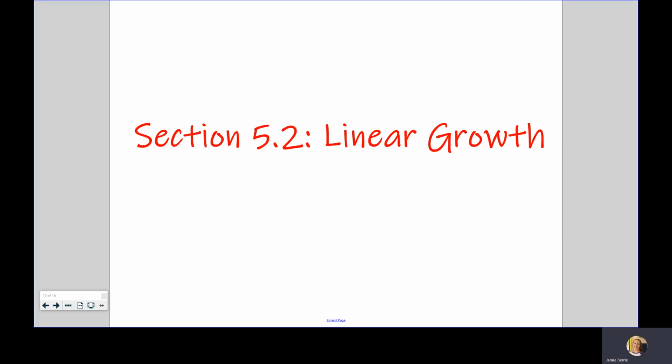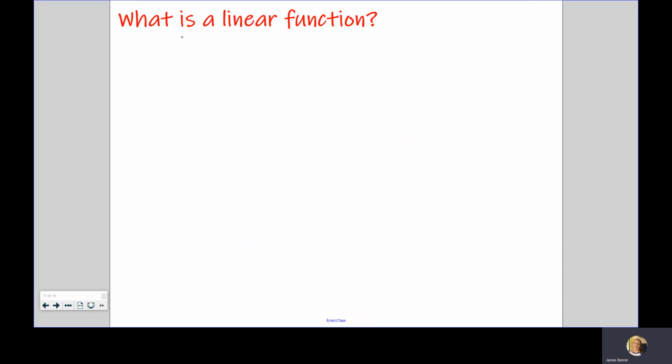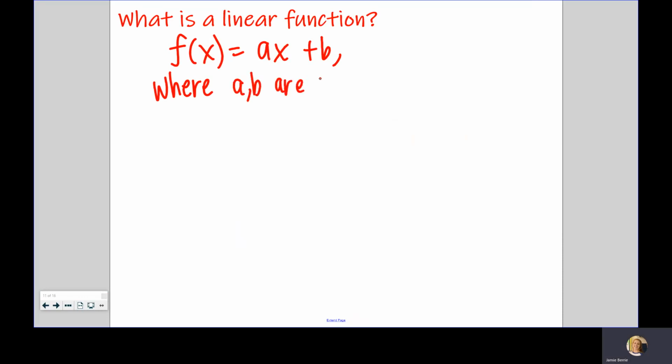All right, so now we're going to be talking about specific types of functions for the rest of chapter 5. The first type of function that we talk about, the most basic type of function, is a linear function. So let's talk about what a linear function is. Linear functions have the form f of x equals ax plus b, where a and b are real numbers.